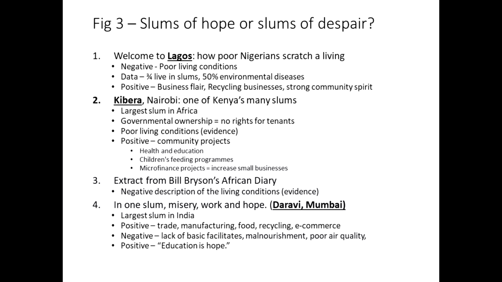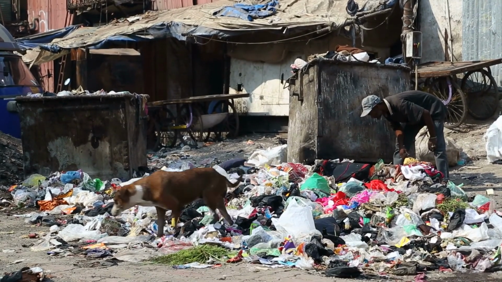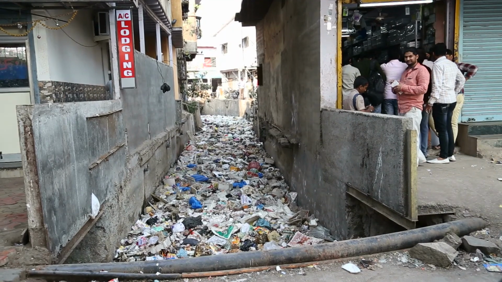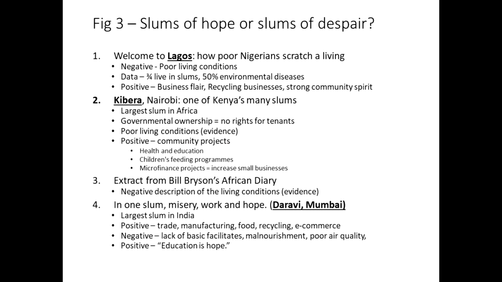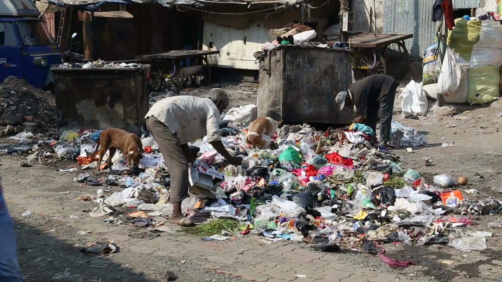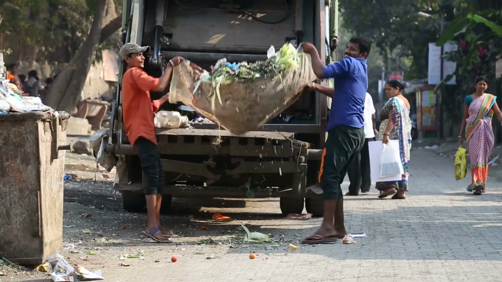a negative thing? So it starts off specifically looking at Lagos in Nigeria, and this kind of paints a picture of the poor living conditions they live in. They reckon 3/4 of the population live in the slums, and 50% of the population suffer from environmental diseases transmitted through air, water and food or by insects. There are some positives though. They identify the positives being there's a lot of business action going on in the area. There's lots of recycling businesses and there is a strong community spirit.